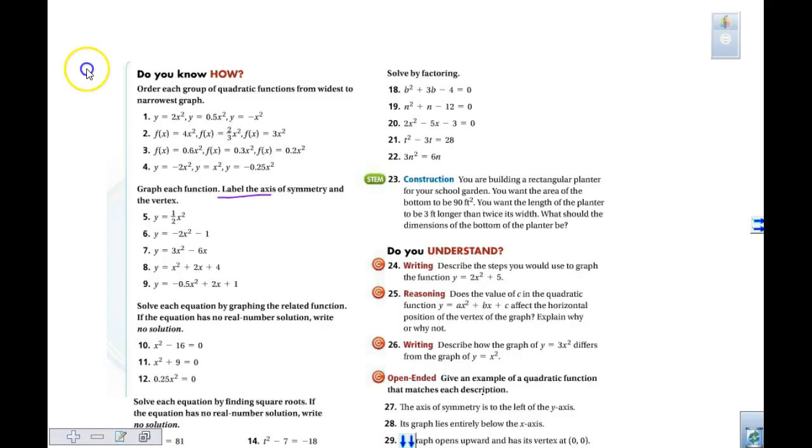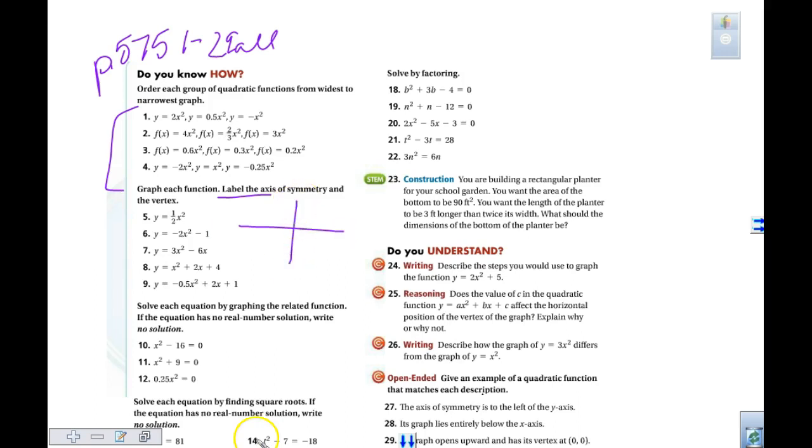Questions on anything? So if you're looking at page 575, 1 to 29 all. These are the ones that are dealing with interpreting the narrowness and wideness. Okay? Labeling the axis of symmetry. When you graph these, I actually need to see your axis of symmetry. I need to see your parabola. I need to see the vertex is located here. So when you graph those equations, that's what I'm looking for.